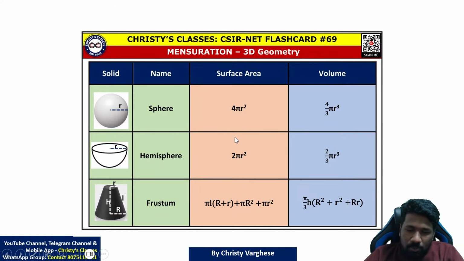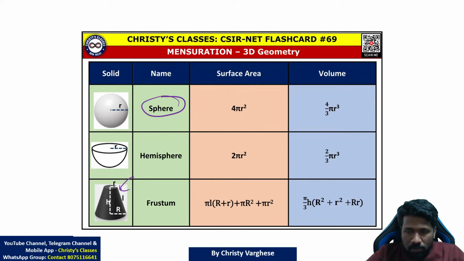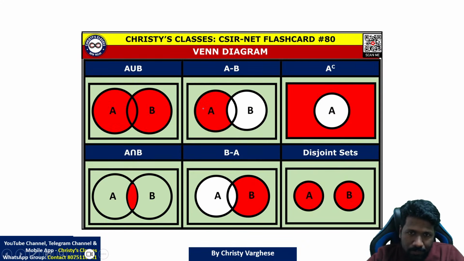Then sphere, hemisphere, also frustum. If possible, learn it. One time they have asked about frustum, but sphere is the most repeated one. So you should know the volume and surface area of it.